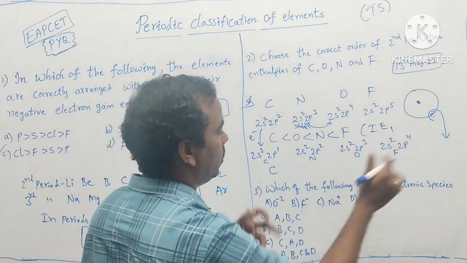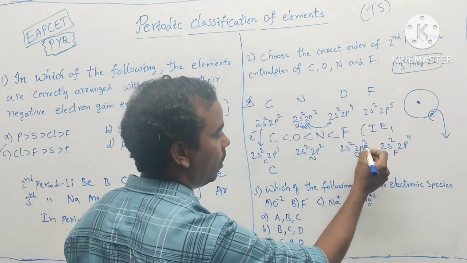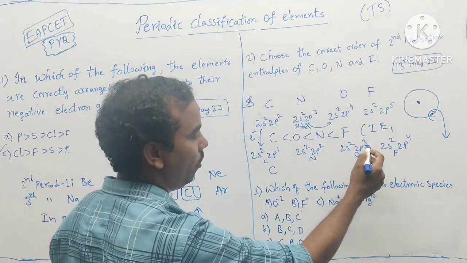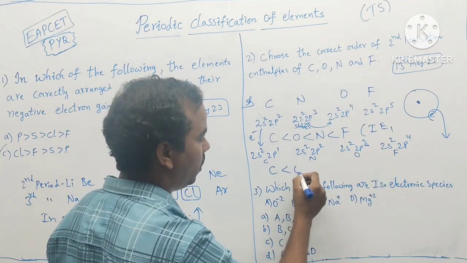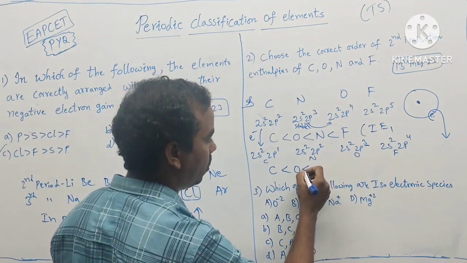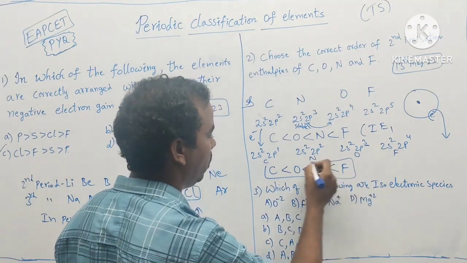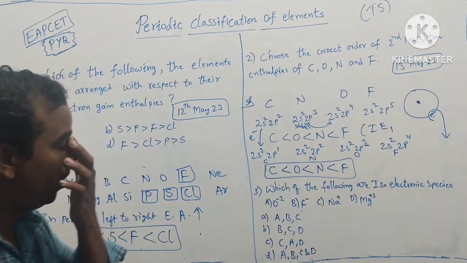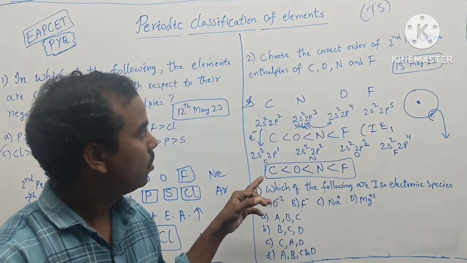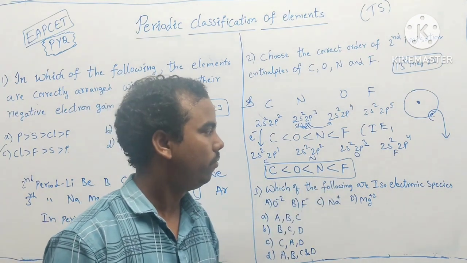So size decreases. When compared to these two, it is again more stable because after removal of one electron, it gets a stable electronic configuration, half-filled electrons. That's why oxygen has more ionization energy than nitrogen. So after nitrogen, now fluorine. So the answer is C greater than O greater than N greater than F. Options are not given here, so the correct order of second ionization enthalpy is C, O, N, F.